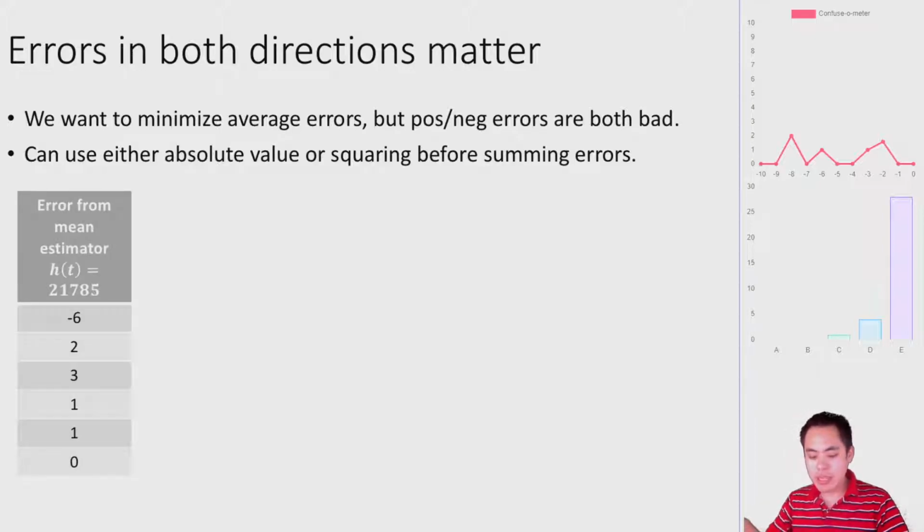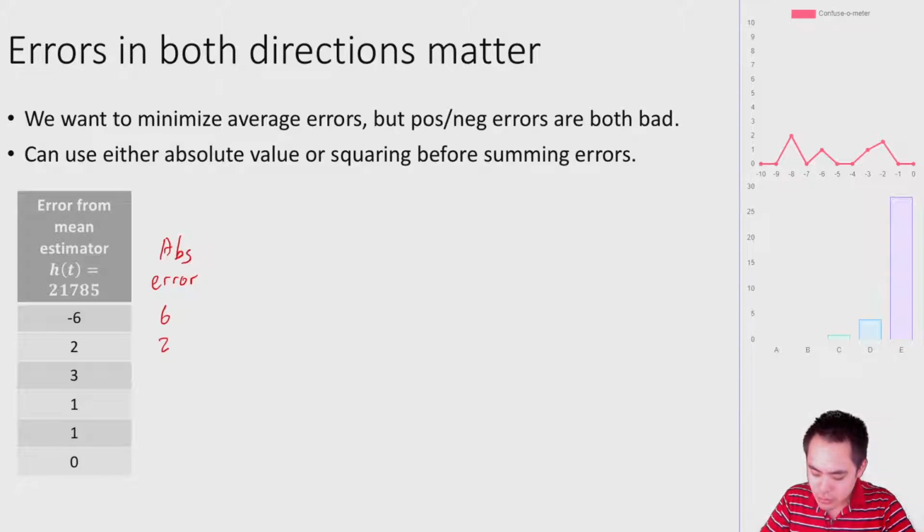So if we start with the error from the mean estimator, 21,785, we have the absolute errors: 6, 2, 3, 1, 1, 0. We can sum them together, or we can take the average of these. The average is going to be 13 divided by 6, which is about 2.16 repeating.